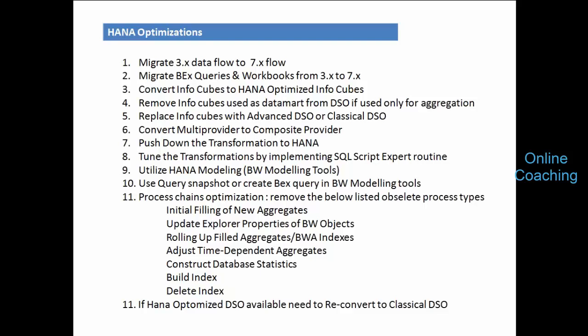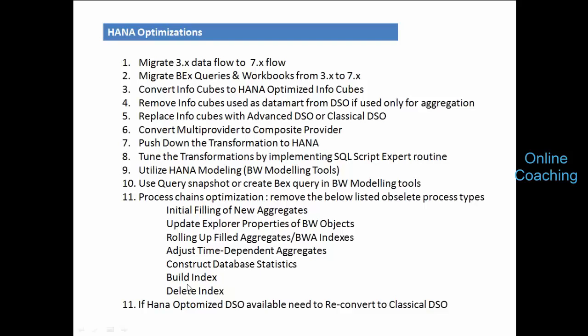And once it is done, you need to do certain optimizations of process chains, because once it is migrated, you don't have the accelerator. No more BW Accelerator, no aggregates, nothing. So in the process chains, you might have roll-up of indexes or roll-up of aggregates. All those processes must be removed. Even if you don't remove them, it's fine, because the process chain will have it but does not execute it. Still, as part of optimization, you start cleaning your process definition by removing all the unwanted processes like roll-ups.